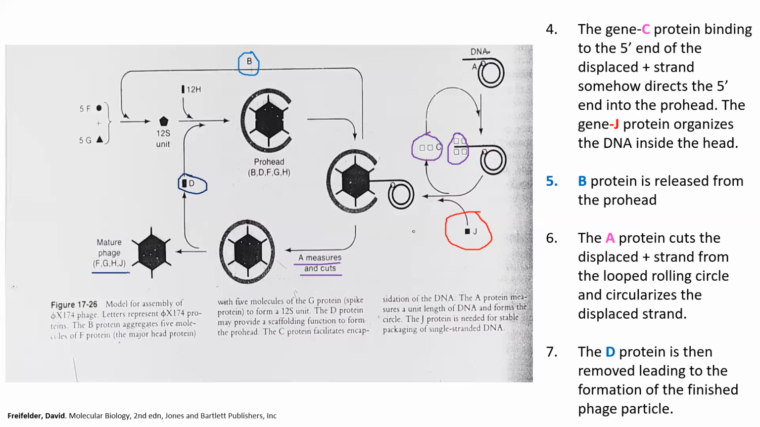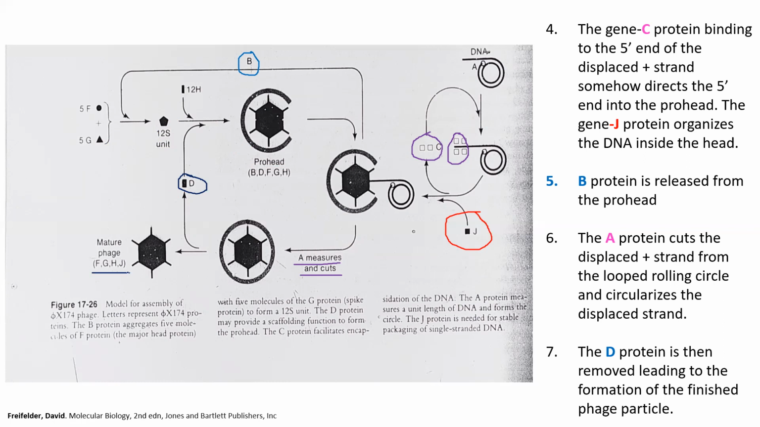B protein is released, which helps in formation of the 12S unit. C just directs the DNA into the prohead. And A just makes a cut. So the finished mature particle only has F, G, H, and J. So this was the packaging of φX174 bacteriophage.